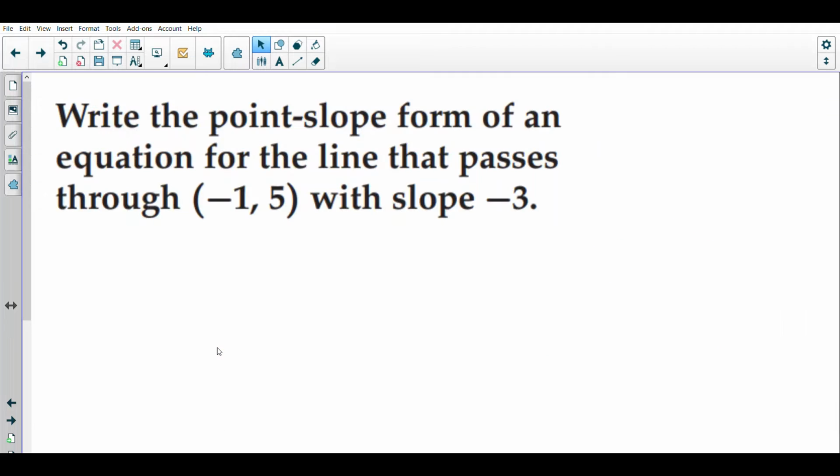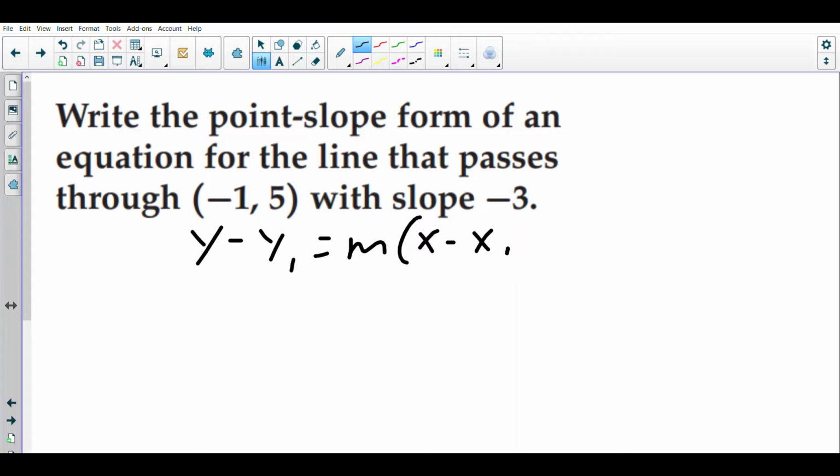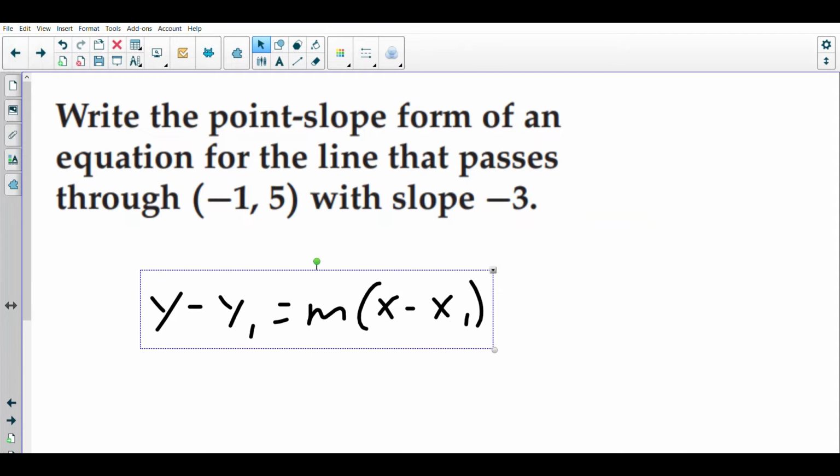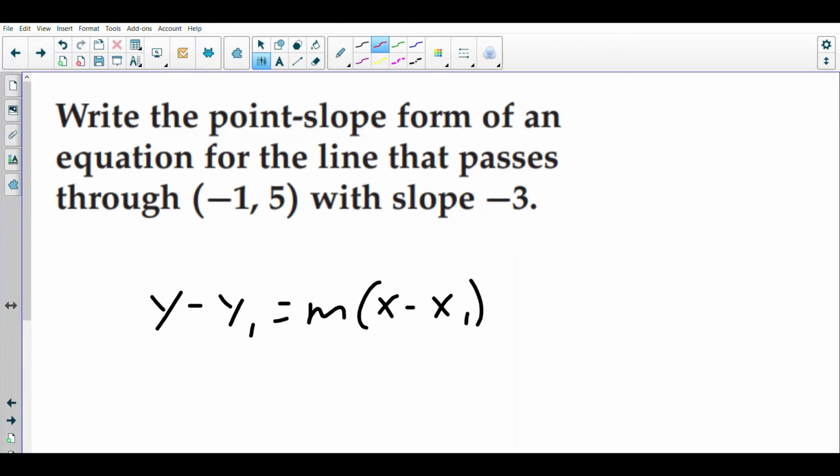So here we go. Write the point slope form of an equation that passes through the point negative 1, 5 with a slope of 3. So let's write this out. So we have y minus y sub 1 equals m times x minus x sub 1. Okay, so here's my point. I only have one point to write. So I have x sub 1 and I have y sub 1. And then I have my slope of 3, or negative 3, sorry about that.